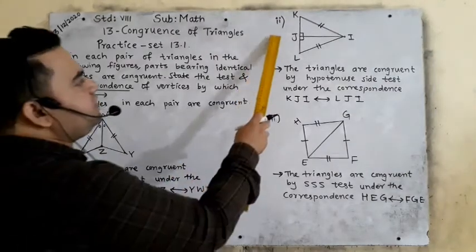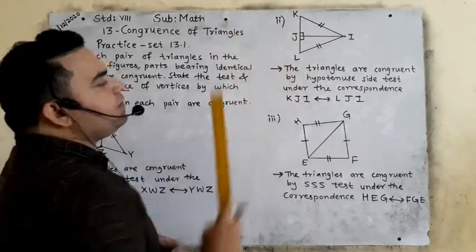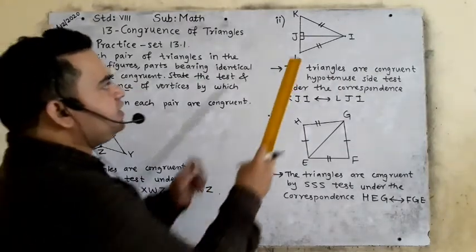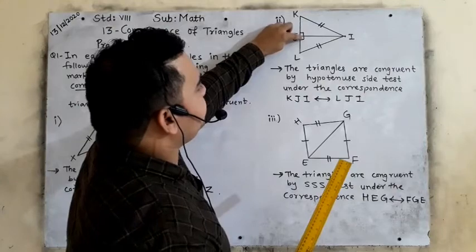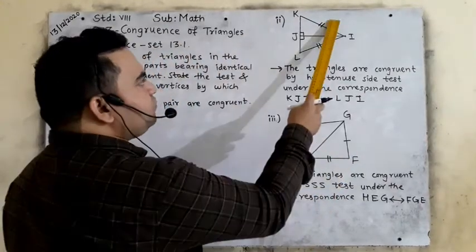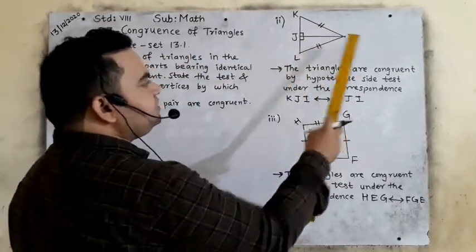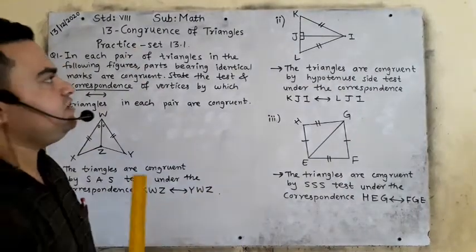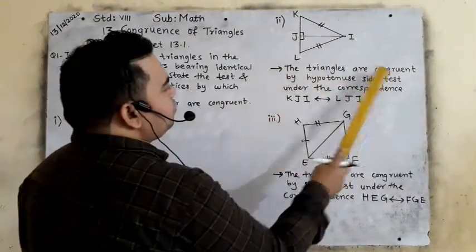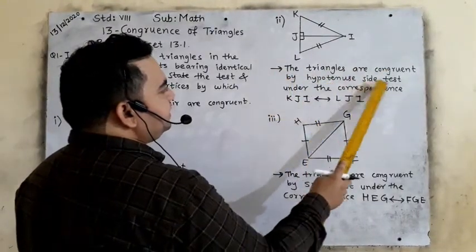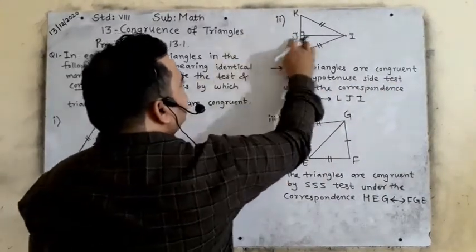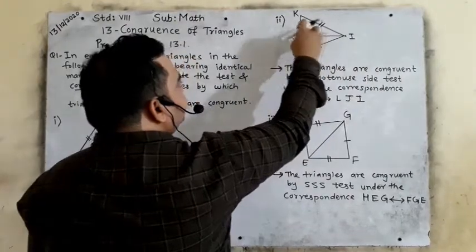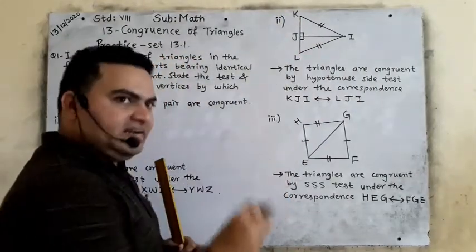Now here in the second figure, directly I will say this is a hypotenuse side test. Why? Can you see here, it is right angle triangles, and here altitude symbols are there, and this one side, and JI is a common side. So we will say the triangles are congruent by hypotenuse side test under the correspondence. Now you can start from KJI, because 90 degrees should come in between, because it is a right angle triangle.